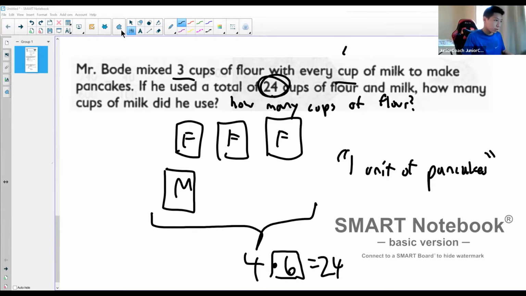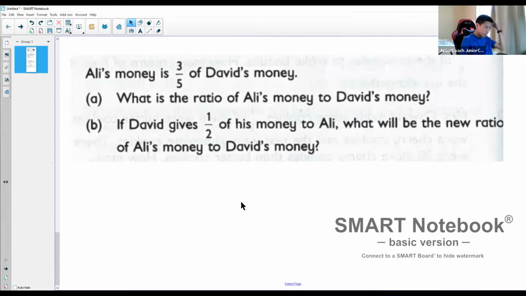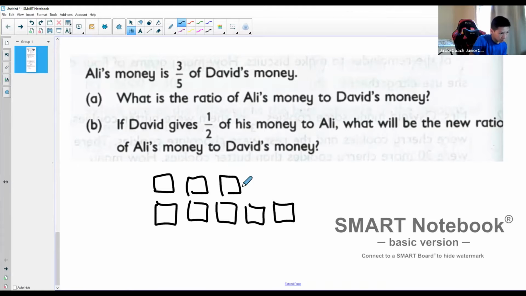All right, so this is a 2-part question here. Allie's money is 3/5 of David's money. What is the ratio of Allie's money to David's money? So we can start off by seeing if David had $5, we don't know how much he has, but if he had 5, then Allie would have 3 because she has 3/5 of his money.